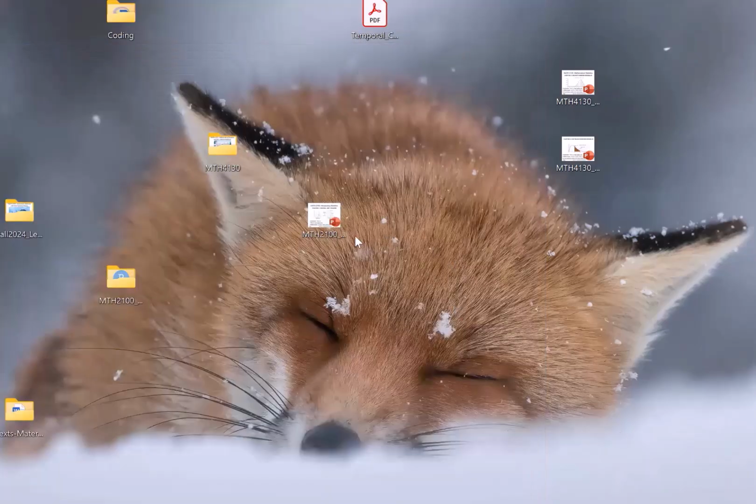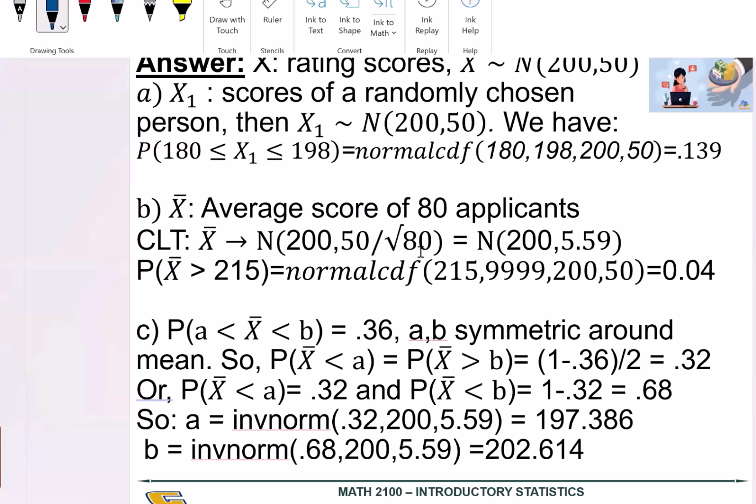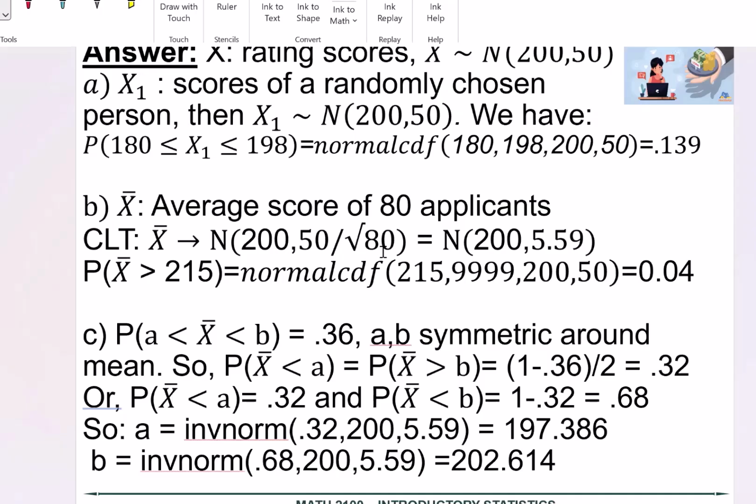Make sure you work on this, so that when you go to the test room you're confident about it. If you plug it into your TI calculator, this is what you get, 0.139, with the normal CDF function.